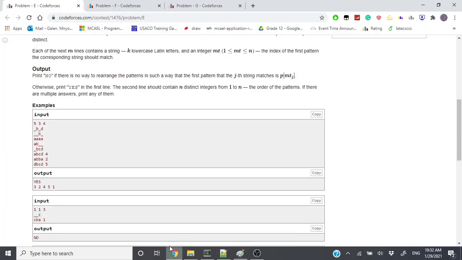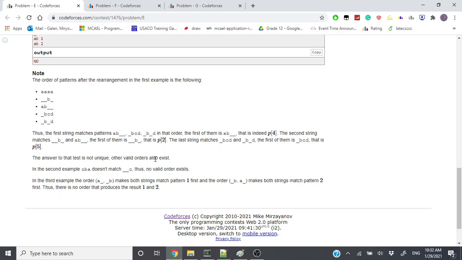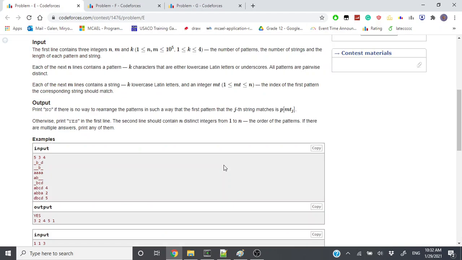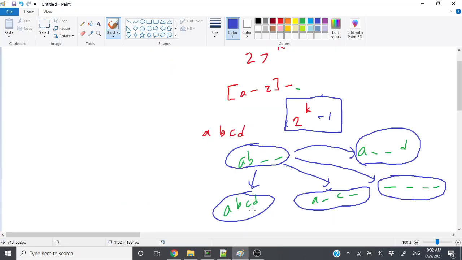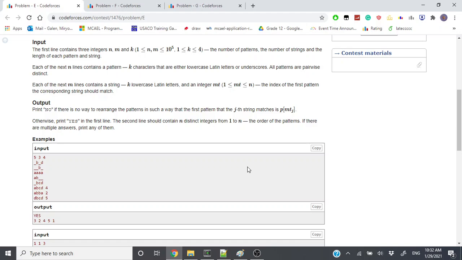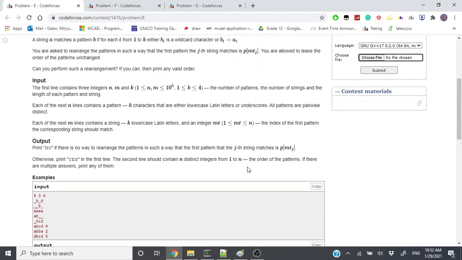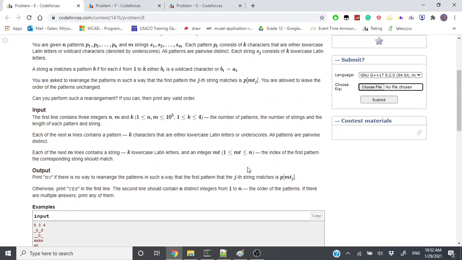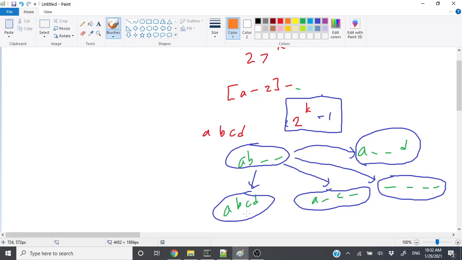Let's see, there's a sample where it doesn't match, right? Like for example, underscore C. Yeah, okay. Right, so then we just need to find some ordering such that all of the orderings are matched. We need to find some ordering of the vertices. And the way we can do that is by trying to find a topological sort, I guess. So if we have some invalid condition, then that means that the topological sort will be invalid.